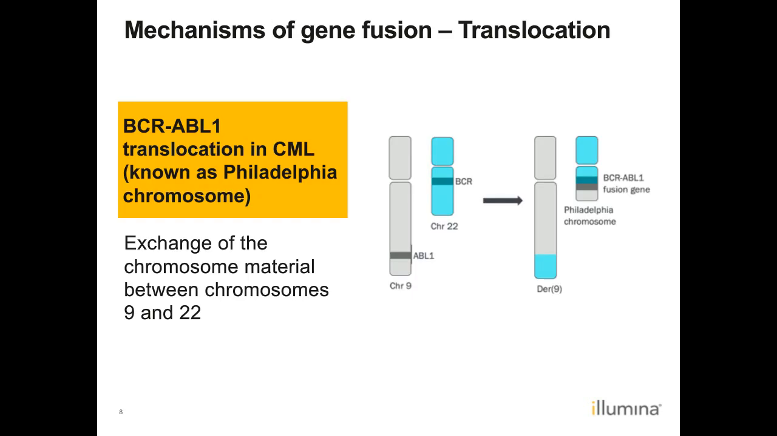Translocation is the exchange of chromosomal material between two non-homologous chromosomes. A very well-known example of chromosomal translocation is BCR-ABL, which is present in around 90% of chronic myeloid leukemia patients. It occurs when chromosomal material between chromosome 9 and 22 is exchanged, and it leads to the formation of a small derivative chromosome 22, which is known as the Philadelphia chromosome. When the fusion gene is expressed, it forms a constitutively active tyrosine kinase, which phosphorylates multiple cellular targets and leads to uncontrolled proliferation of cells in CML.